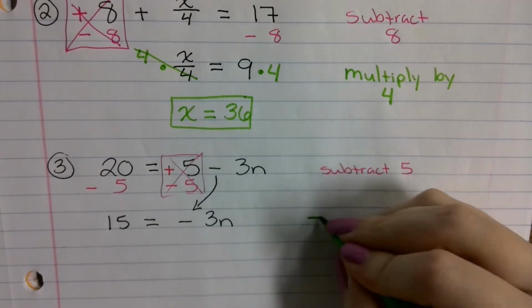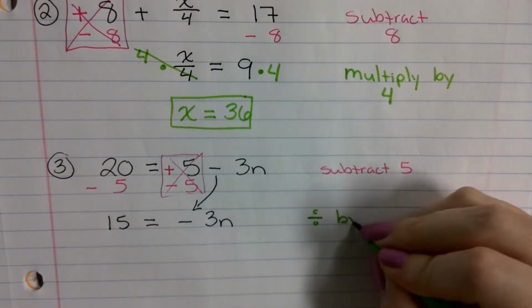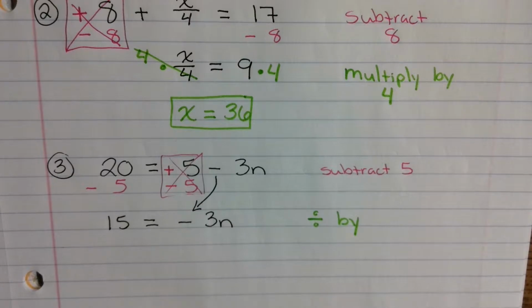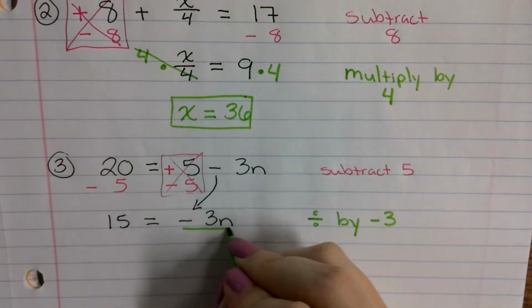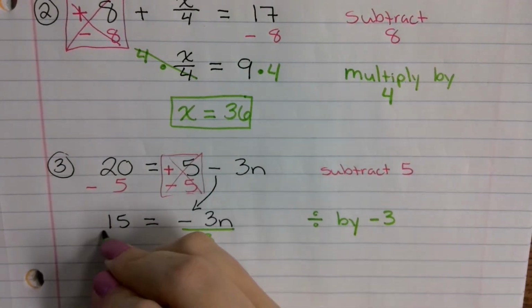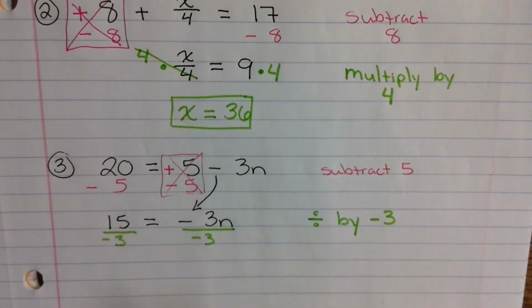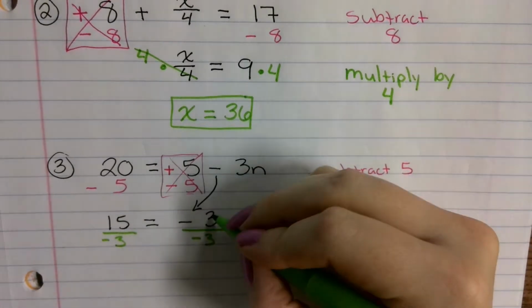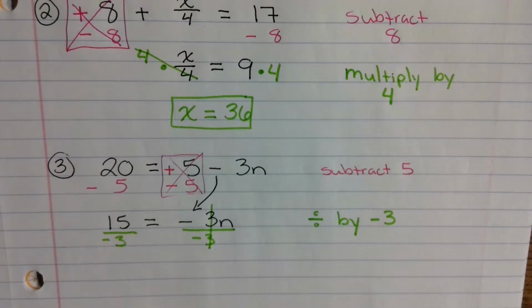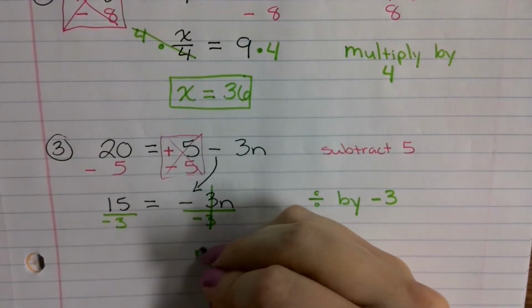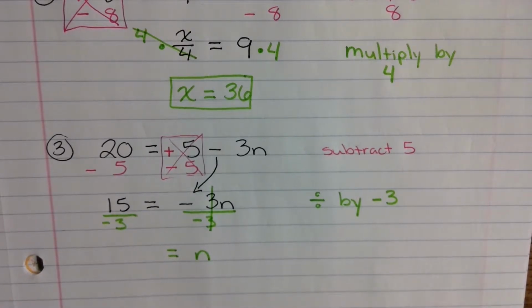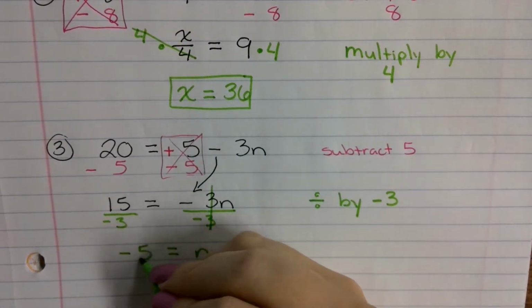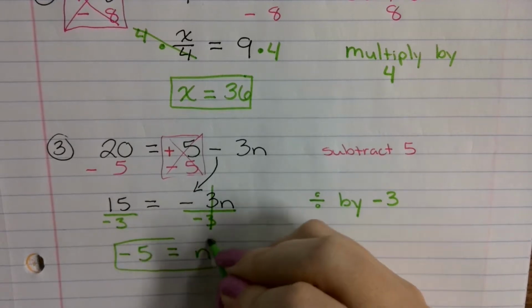Division. And we're going to divide both sides by what? Not just 3, but negative 3. We're going to divide both sides by negative 3. So a negative 3 divided by negative 3 will simplify to a 1. So we now have a coefficient of a 1. And what is 15 divided by negative 3? Ryan? Negative 5. Good. And there's our final answer.